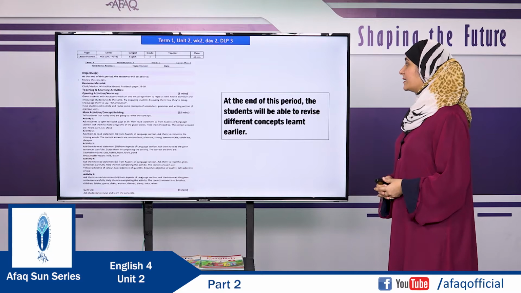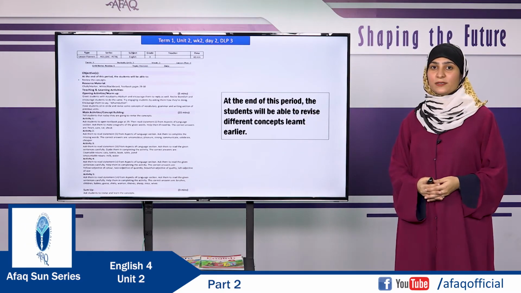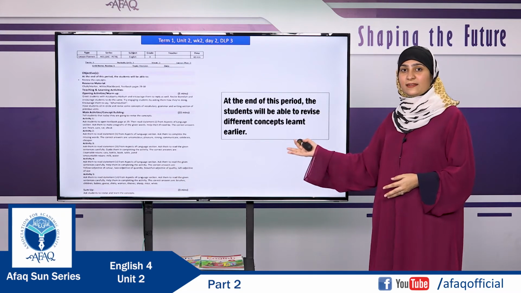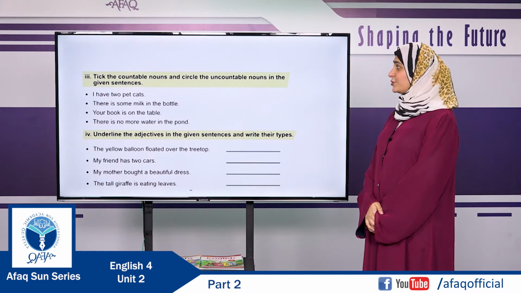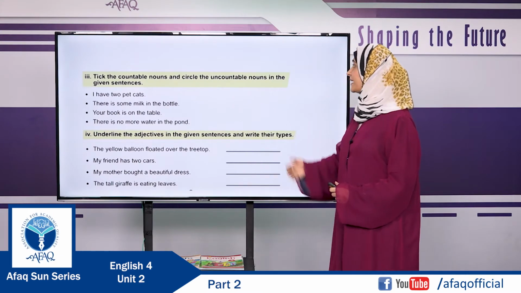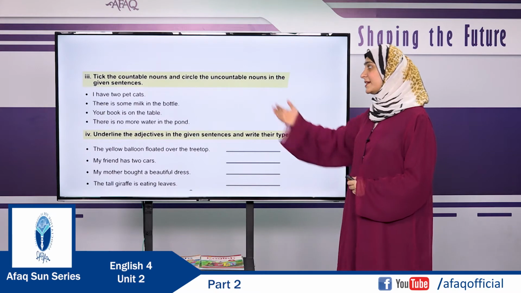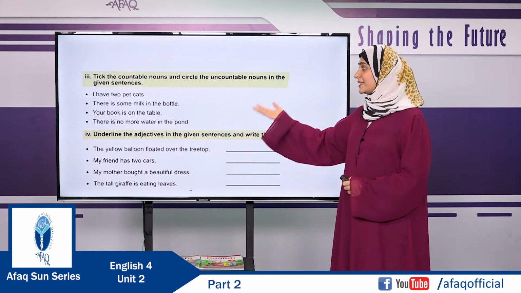So dear students, now we are heading towards term 1, unit 2, week 2, and it's day 2. DLP 3 is given, and at the end of the period you will be able to obtain this learning objective. Here we are starting the next activity. Dear students, now you are going to take the countable nouns and circle the uncountable nouns in the given sentences. So recall the rule and then solve this exercise.